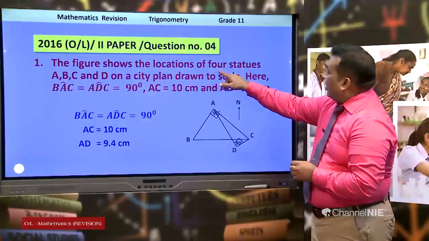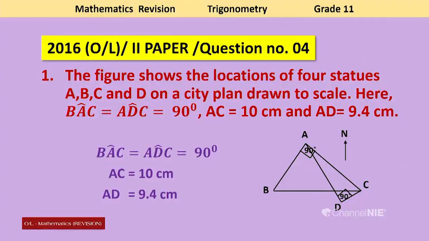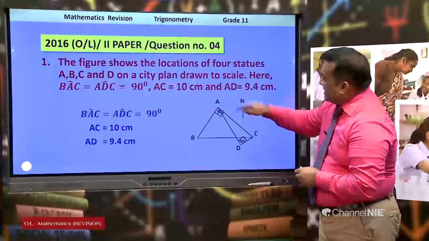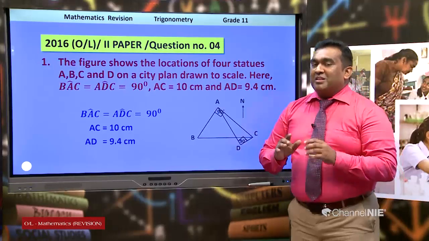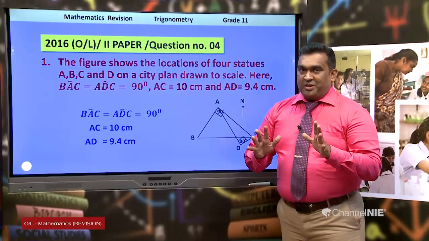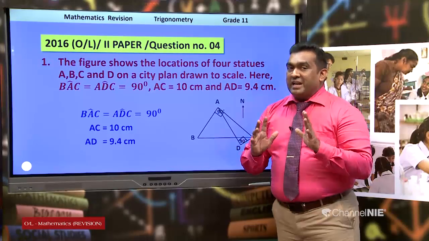Location of 4 statues A, B, C and D. BAC. What is BAC? This is the angle BAC, that is 90 degrees. This is the angle ADC, that is 90 degrees. AC is the hypotenuse of the right angle triangle ADC. If you consider the triangle ADC, then you can apply trigonometric ratios. Trigonometric ratios are based on right angle triangle.